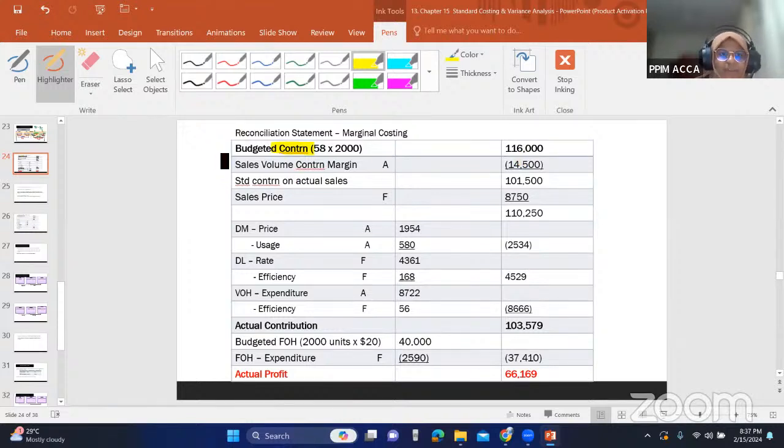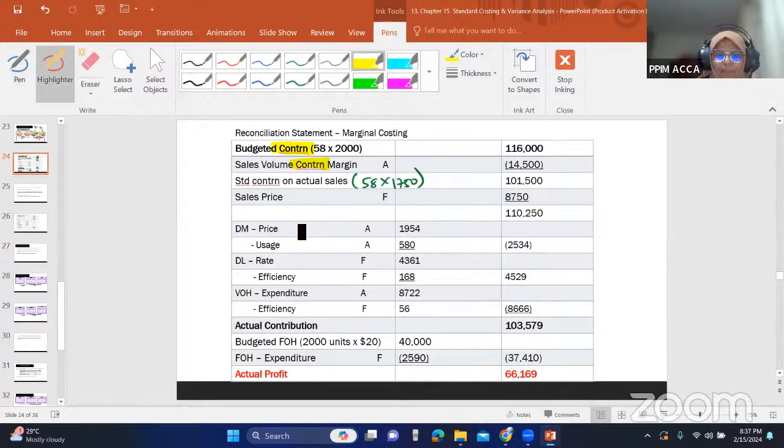Then as always, we will put in the sales variances first. So the first variance we will put is the sales volume contribution margin, which was an adverse 14,500. We get a total there, 101,500. We call it standard contribution on actual sales. There is another way to calculate this as well. Standard contribution we know is 58. Actual sales was not 2,000, it was 1,750. 58 into 1,750 also should give you 101,500. Then we put the sales price variance as always, favorable 8,750. We take a total.